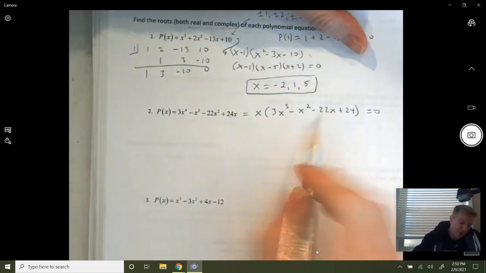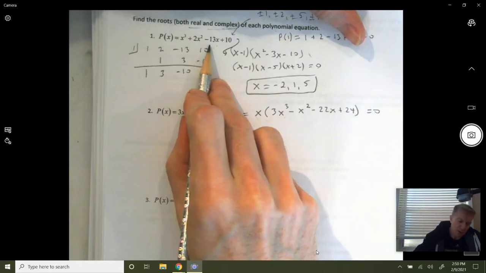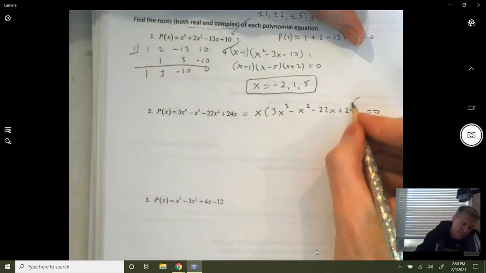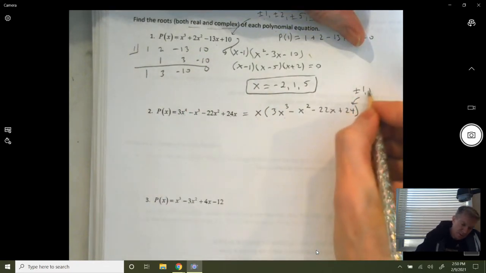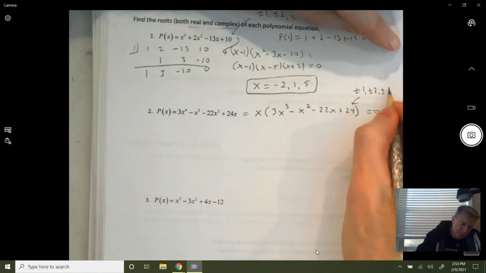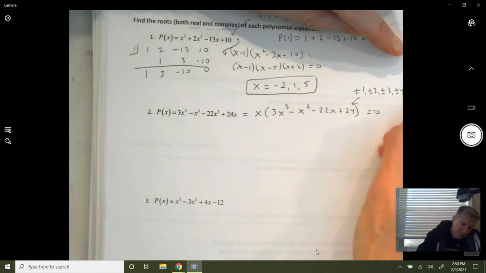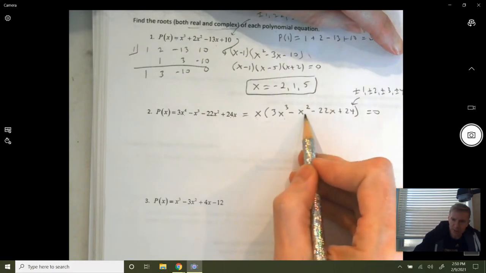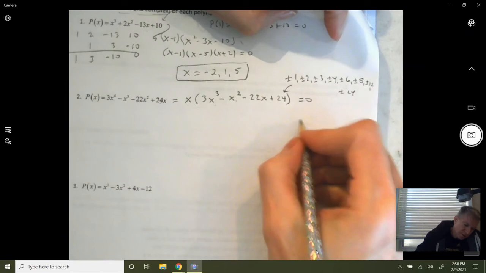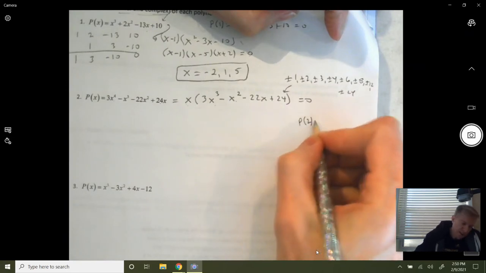So now I'm going to do the same thing I did up here in the first problem. I'm going to look at the factors of 24, plus or minus 1, plus or minus 2, plus or minus 3. Oh, there's a lot. Plus or minus 4, plus or minus 6, plus or minus 8, plus or minus 12, and plus or minus 24. Fortunately, I've already checked. I know which one works. I believe 2 works. P of 2, let's just check it out.